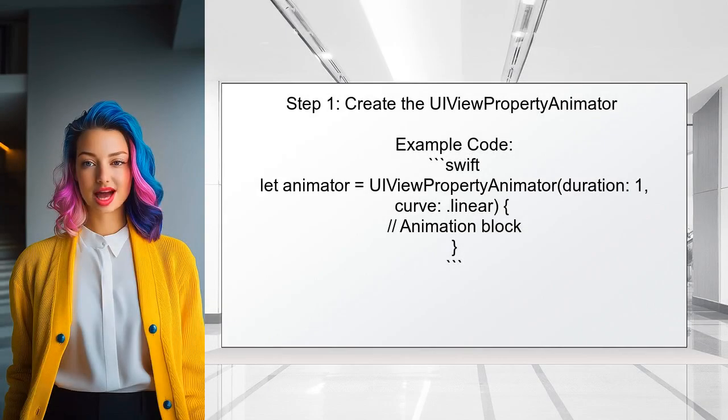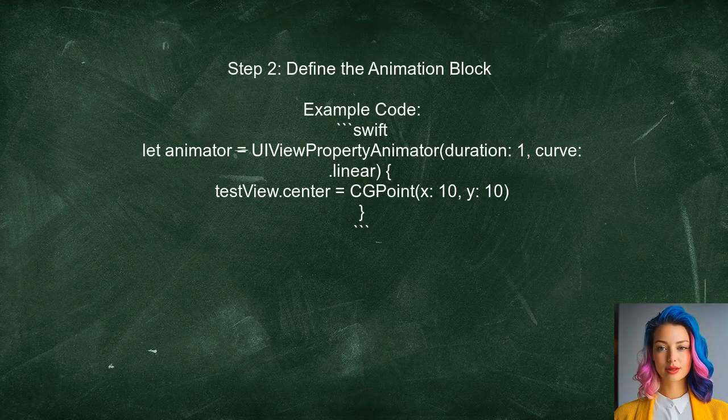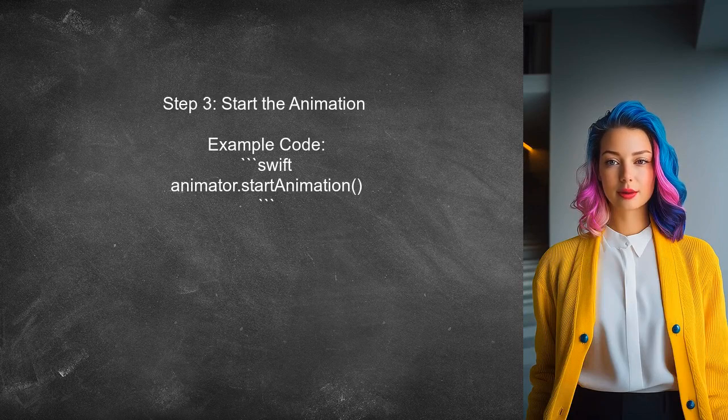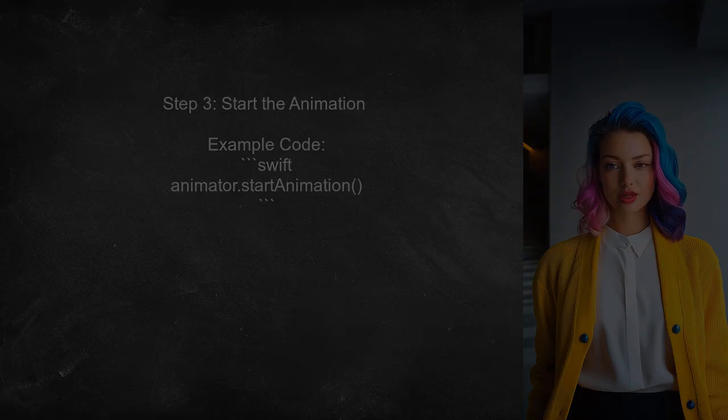To animate a view using UIViewPropertyAnimator with Auto Layout, the user should first create the animator with the desired duration and animation curve. This is done by initializing UIViewPropertyAnimator. Next, the user should define the animation block. Inside this block, they can change the properties of the view, such as its center or transform. This will trigger the animation. After defining the animation, the user should start the animation by calling the startAnimation method on the animator. This will execute the animation as defined.